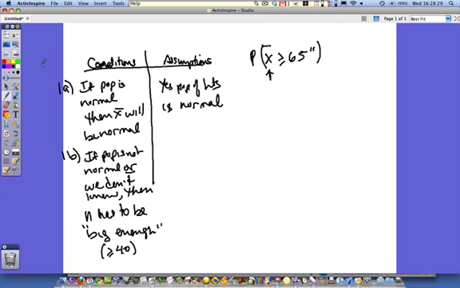Okay, so let's go ahead and summarize. We have conditions and assumptions for x bar. If the conditions are true, then x bar has a normal distribution with a mean of mu and a standard deviation of sigma over the square root of n. Okay, now let's talk about what happens with p hat.